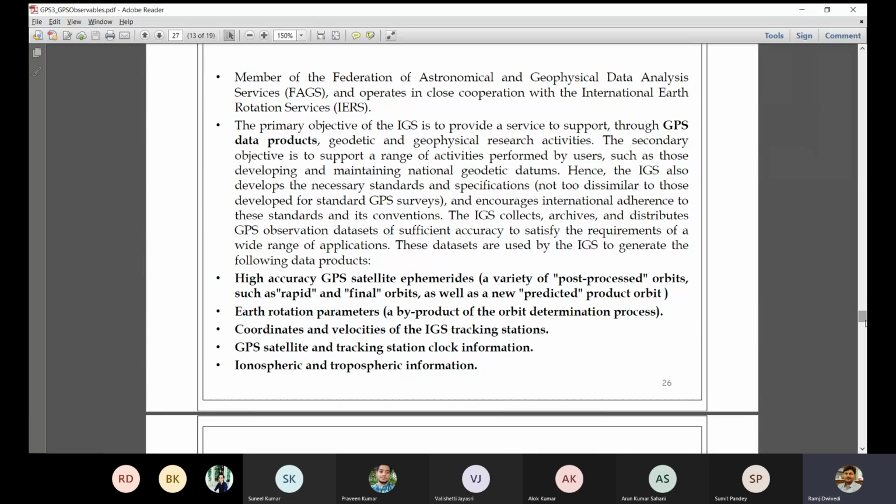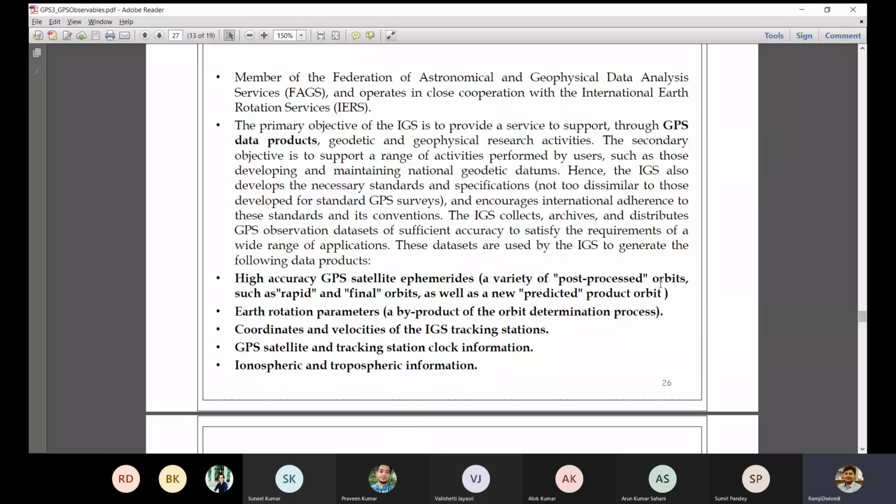The IGS is a member of the Federation of the Astronomical and Geophysical Data Analysis Services, and operates in close cooperation with the International Earth Rotation and Reference Services. The full form of IERS has changed a little bit. It is now called the International Earth Rotation and Reference Services.